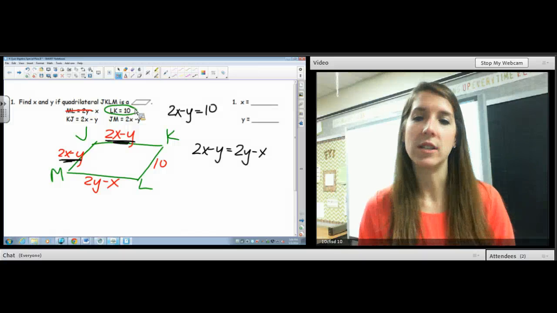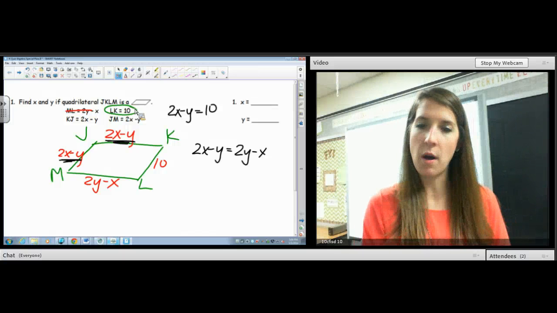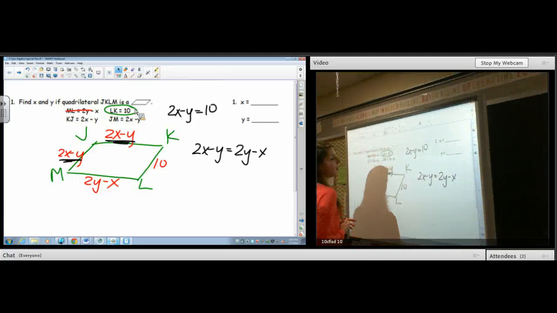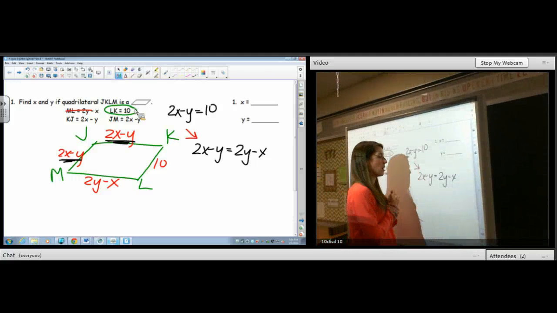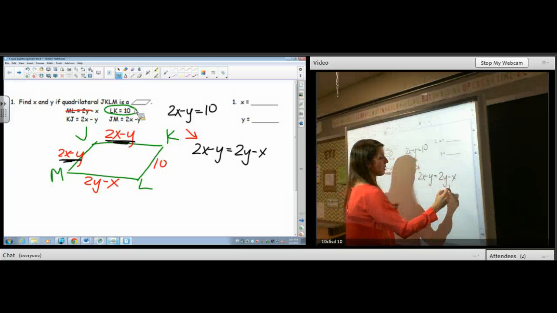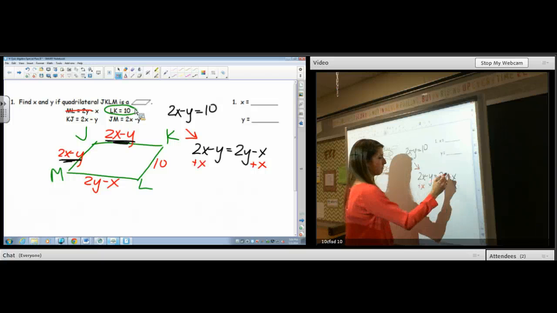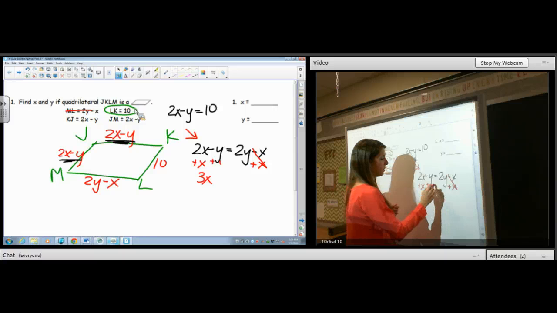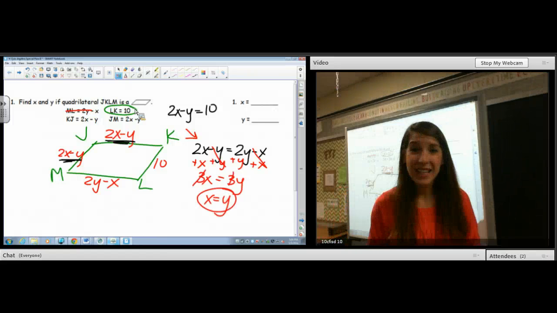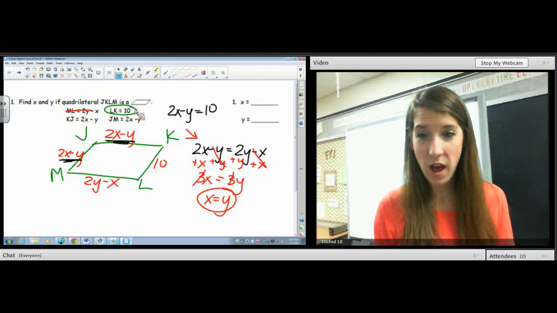But we're not looking for how long the sides are. We are looking for x and y. So let's just keep on going and solving for x and y. Okay, so what I'm going to do is I'm going to work on this one right here. And I'm going to get all my x's on one side and all my y's on the other. So I'm going to add x to both sides. So I get 3x there, and then I'm going to add y to both sides. So 3x equals 3y. The 3's cancel. Whoa! X equals y. X is y.